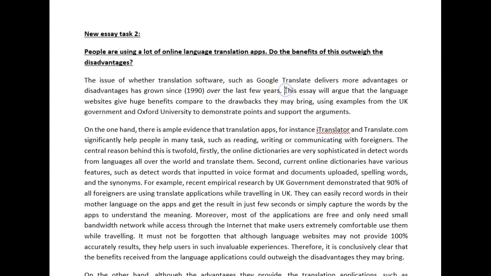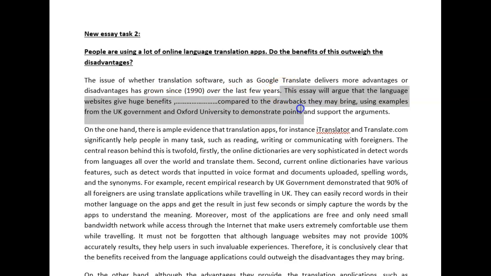This essay will argue that the language websites give huge benefits. Here, you need to add something, and I'll tell you why. Compared to the drawbacks they may bring, using examples. Okay, now you need to add something here, because otherwise this could be for any essay. I know you put language websites, but you want to make sure that everything you write is specific to your essay and not too general. Do you know what I mean?